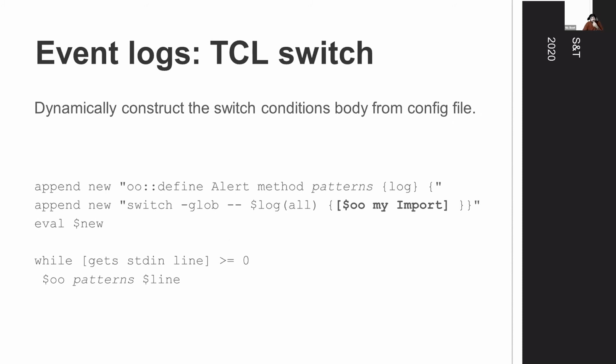So there's a method to import the configuration file, and then there's a method to create the new switch statement. And essentially that boils down to, you just have to call the OO statement for the patterns you want to send through, call the method patterns with each line you're reading from standard input into the program. So this got rid of having to tweak the script every time you have to edit it.